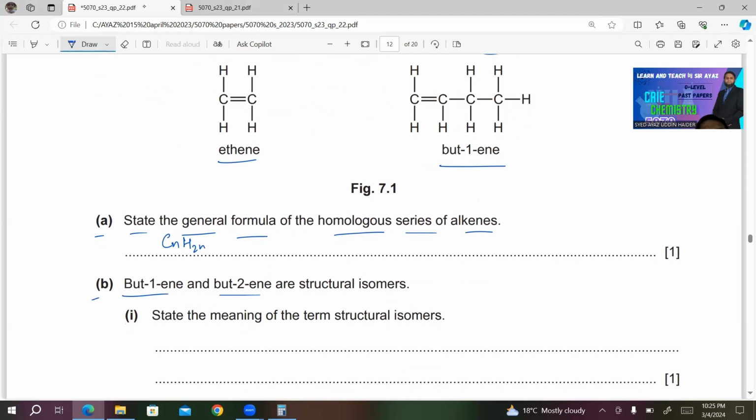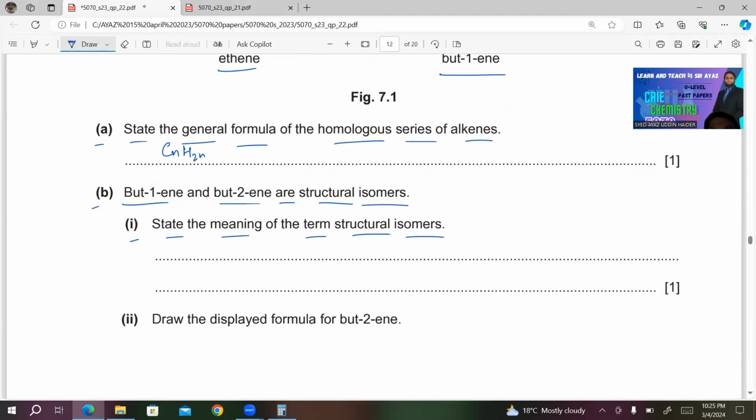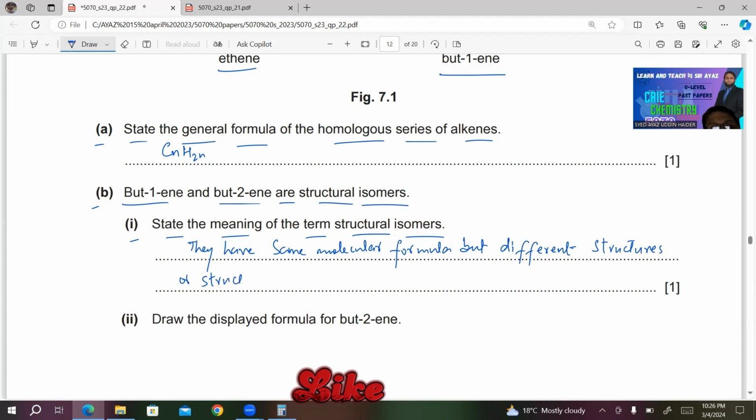B1. Butene and butene are structural isomers. Number 1. State the meaning of the term structural isomers. Same molecular formula but different structural formula. They have the same molecular formula but different structures or structural formula.